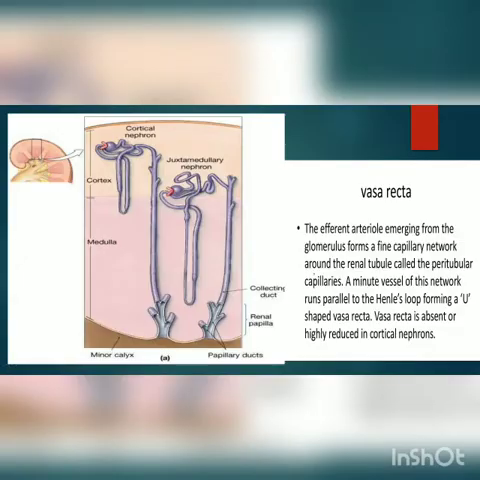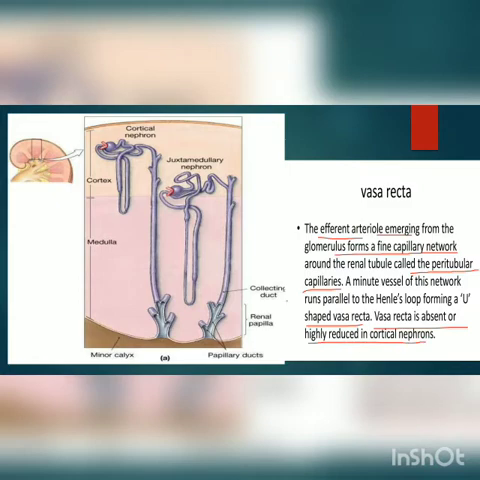Now vasa recta. The efferent arteriole emerging from the glomerulus forms a fine capillary network around the renal tubule. These capillaries are called the peritubular capillaries. A minute vessel of this network runs parallel to the Henle's loop, forming a U-shaped vasa recta. Vasa recta is absent or highly reduced in the cortical nephron.